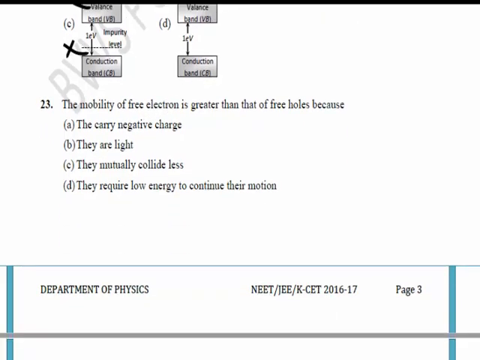The mobility of free electrons is greater than that of free holes because why? Because they carry negative charge, they are light, they mutually collide less, or they require low energy to continue their motion. So which is the correct option here?